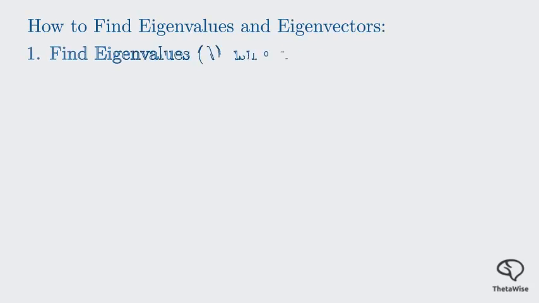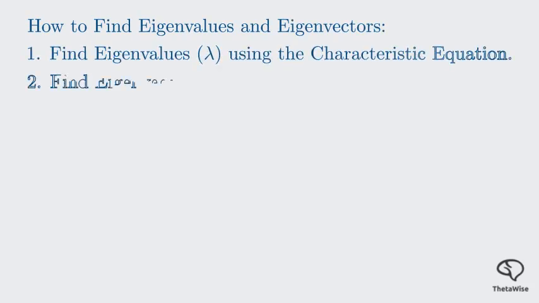Now that we understand what eigenvalues and eigenvectors are, let's learn how to find them. This is a two-step process. First, we'll find the eigenvalues using the characteristic equation. Second, we'll find the corresponding eigenvectors for each eigenvalue. Let's start with the first step.